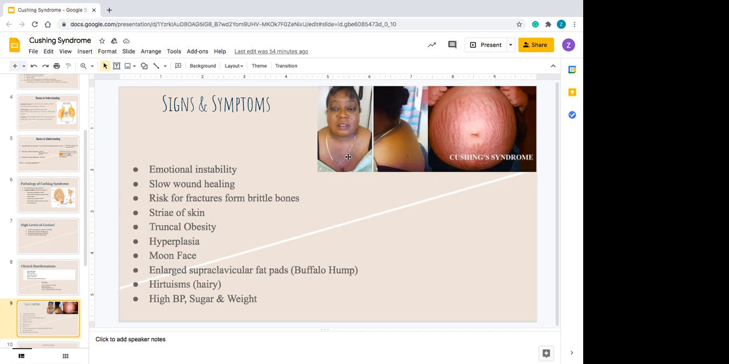You can see this woman over here. She has a round face. And also enlarged supraclavicular fat pads, they call it buffalo humps. Usually around the supraclavicular sides, it's a hump that they usually see. In hirsutism, they're normally very hairy. And high blood pressure, sugar, and weight.